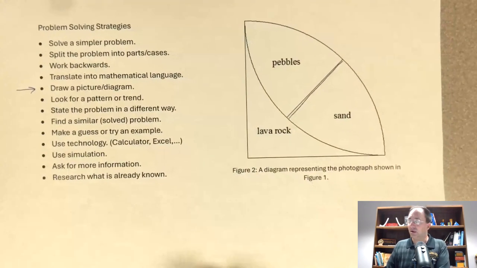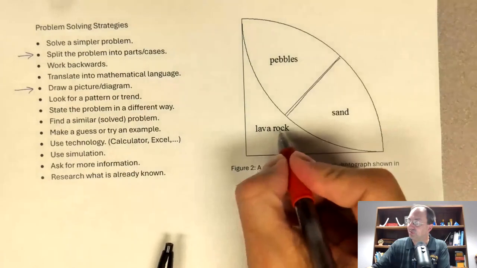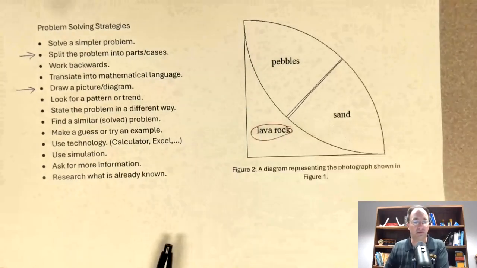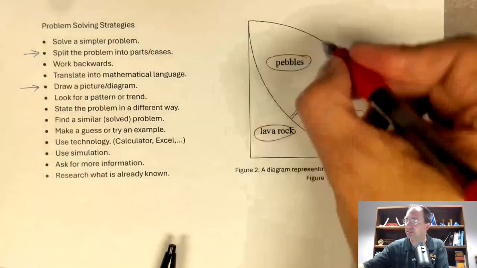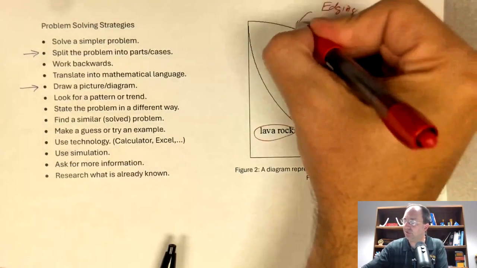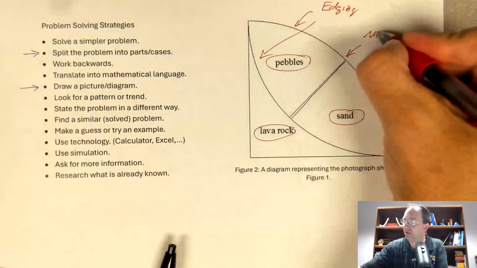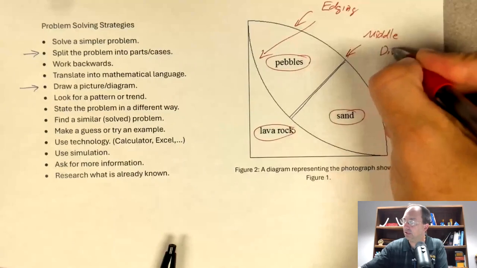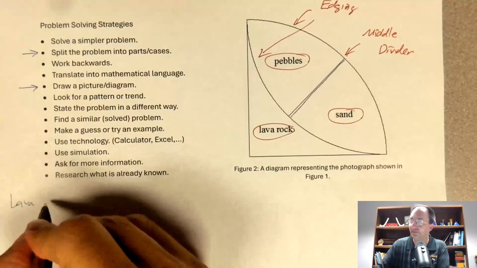It also would be simpler if we split this problem into parts. All right, and notice there's several parts. We could solve for how much will it cost to get the lava rock, how much for the pebbles, how much for the sand, how much for the curved edging, which would be this piece and that piece, and then how much for the middle divider. So there's 5 parts of this problem, and we're going to focus for now on the lava rock.